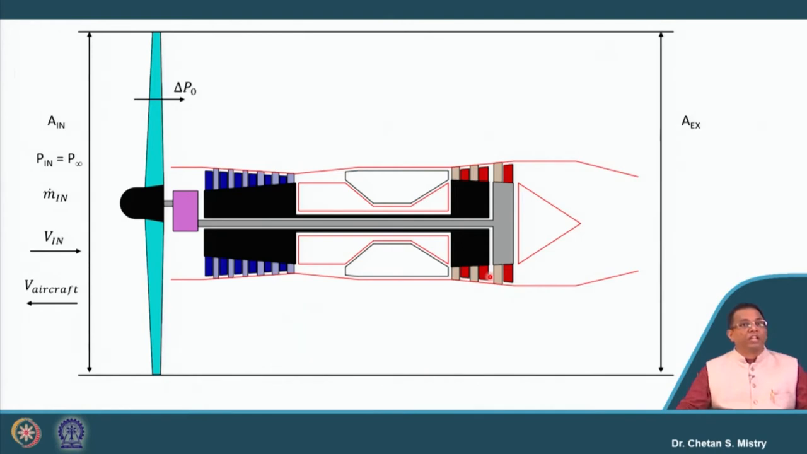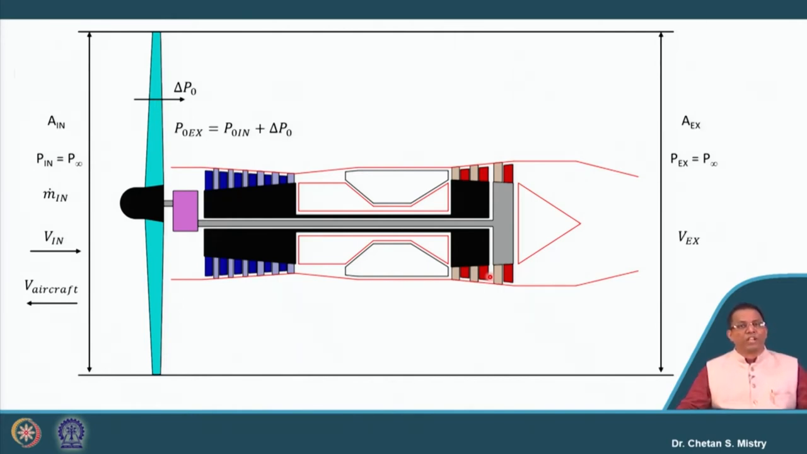Here, if we consider this propeller, it is exchanging energy, and that we represent in terms of delta P0. This delta P0 is nothing but the total pressure rise happening across our propeller. So let's put it this way: my exhaust total pressure from the propeller is P0 in plus delta P0. This delta P0 is by the designer's choice. And at the exit, we have exit pressure P exhaust, which is also atmospheric pressure, and we have exhaust velocity, which we represent as V exhaust.